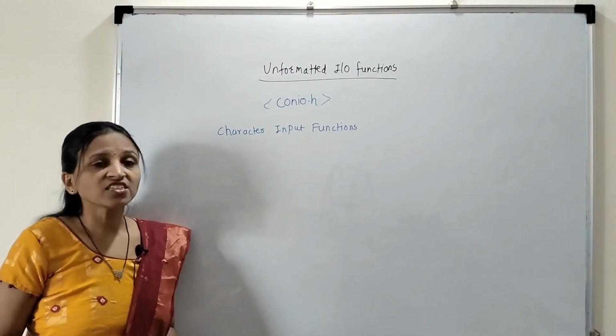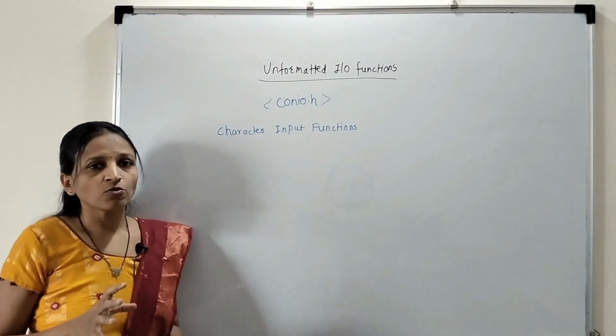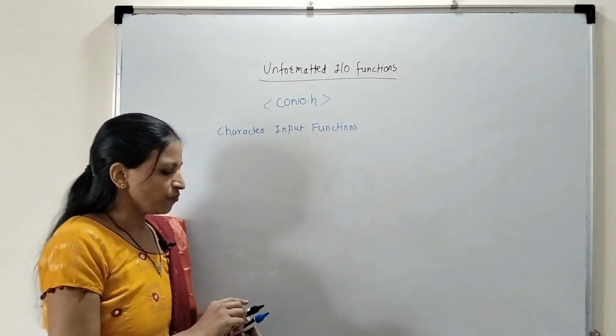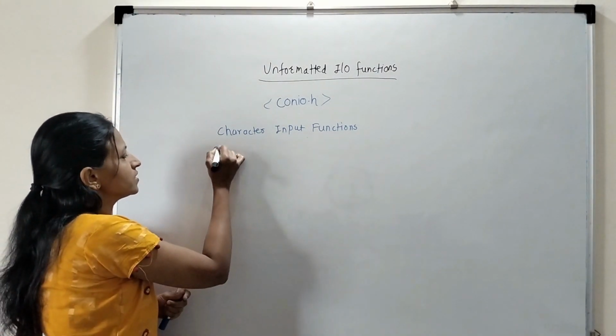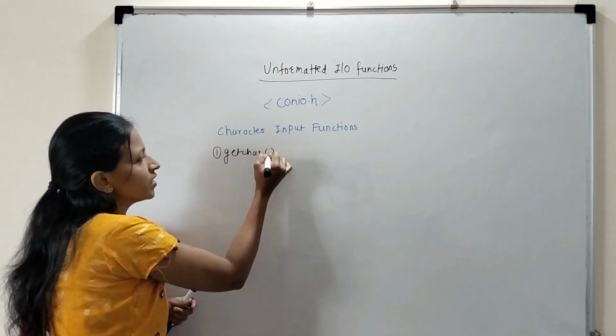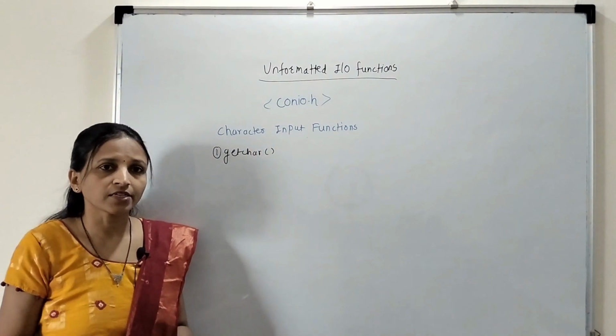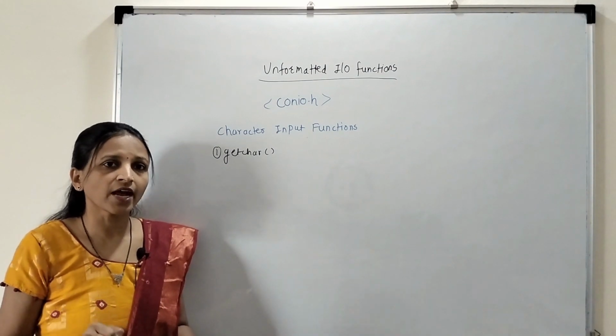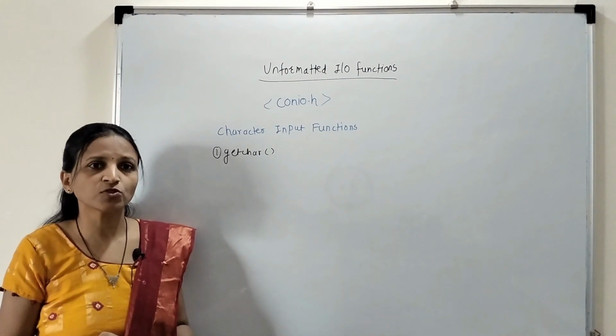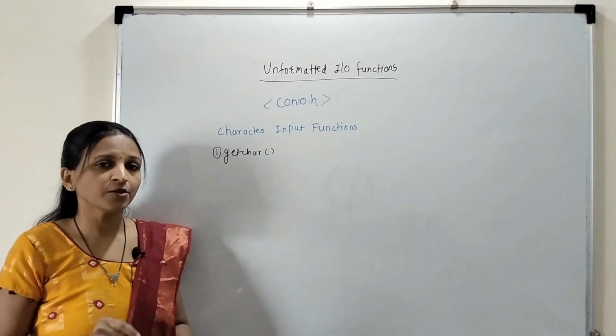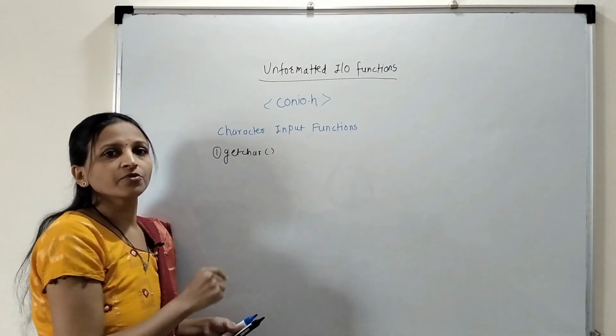Now we have to see the character input functions first. The first function under this category is getChar. Why use this function? This function is used to get a character from the keyboard. Means we can read a single character from the user at a time by using this getChar function.